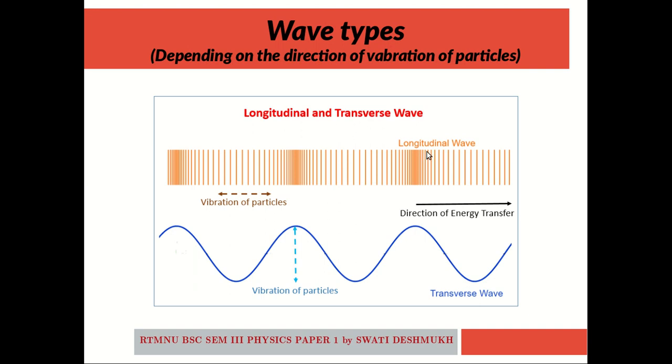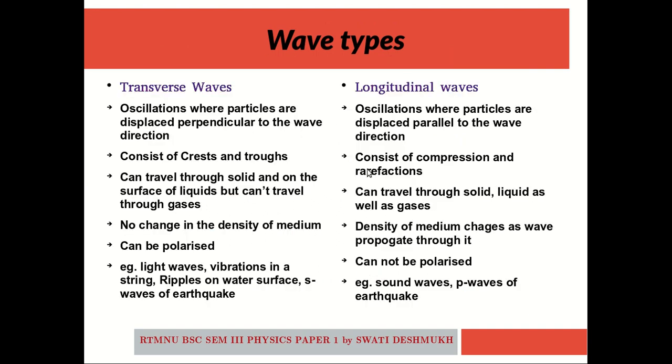But in the case of longitudinal waves, there are no crests and troughs, but there are certain compressions where the density of the medium is very high, and there are rarefactions where the density of the medium is very low. So, in longitudinal waves, there are compressions and successive rarefactions. A transverse wave can travel through solids and on the surface of liquids, but it cannot travel through gases, whereas a longitudinal wave can travel through any medium: solid, liquid, or gas.